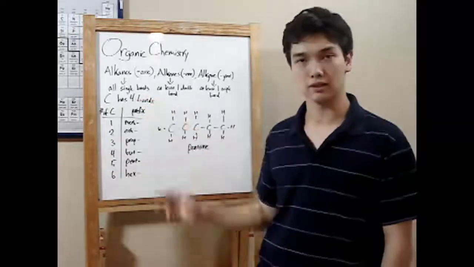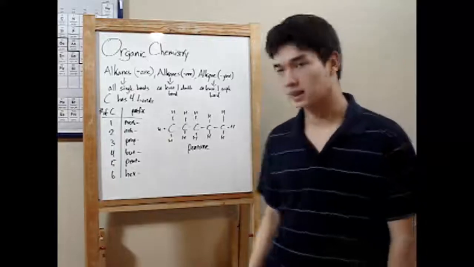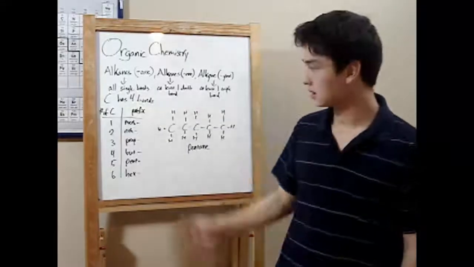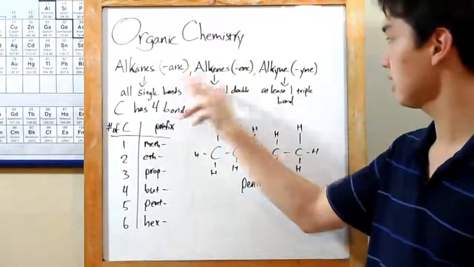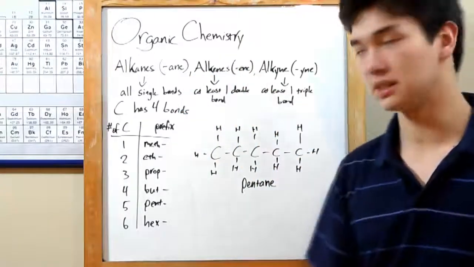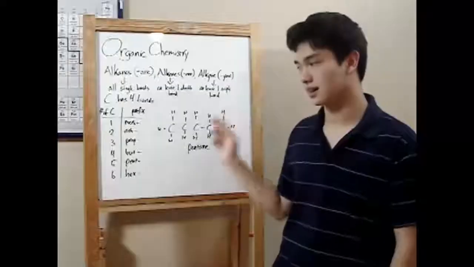How do you tell how many bonds? Well, carbon has only 4 bonds. Anything that's unattached to another carbon will be attached to a hydrogen. How do you name an organic compound? You put on a prefix, which depends on the number of carbons in it, and your suffix, ane, ene, or yne, depending on the number of bonds you've got. Single bonds, ane, double bond, ene, triple bond, yne.